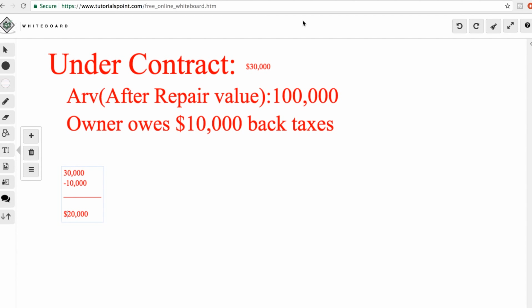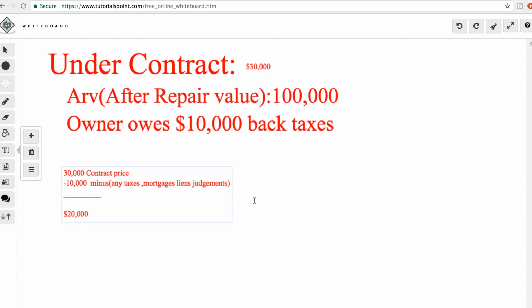So in this example, the house is worth $100,000. You got it for 30. You're gonna sell it for 40. The seller owes 10,000 in back taxes. So this is the purchase price, contract price, minus any taxes, mortgages, liens, judgments, encumbrances, basically all the same. Anything that the seller owes, they're going to deduct that from the contract price.